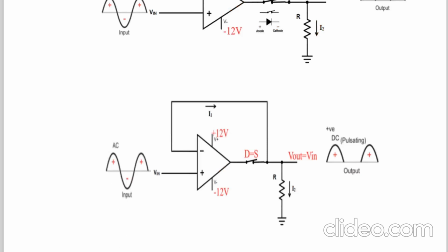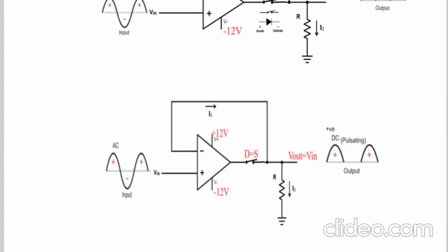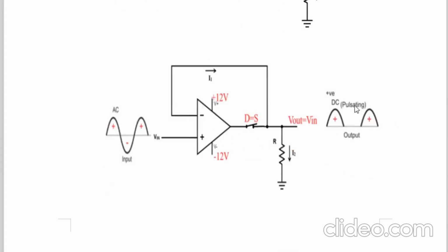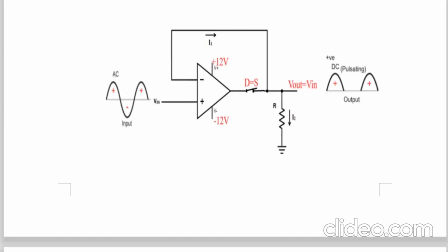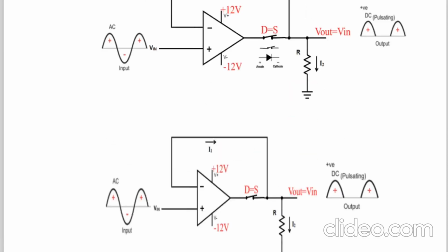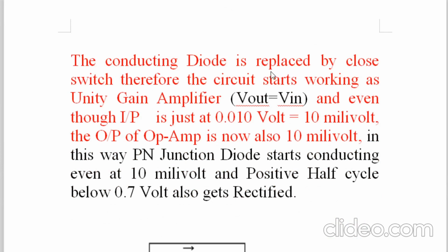Here it is not necessary to show the symbol of the diode and then replace it by a closed switch. You can directly show the diode as a closed switch. Here I have given it for your understanding. This diagram is also the same. Now you might have understood that during the positive half cycle, when the positive half cycle crosses above 0 by just 10 millivolt, this voltage becomes greater than that 0 volt, and the op amp's output is forced to HVL, and the diode behaves as a closed switch. The entire circuit works as a unity gain amplifier. The conducting diode is replaced by a closed switch. Therefore, the circuit starts working as a unity gain amplifier.